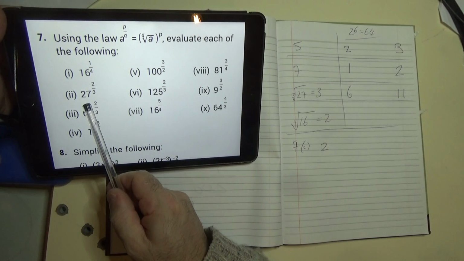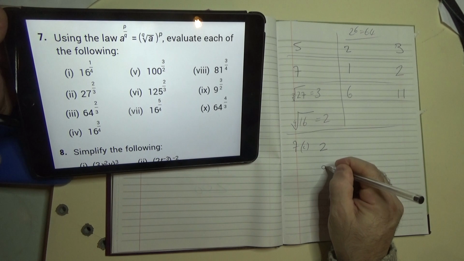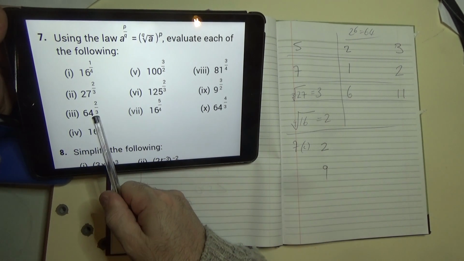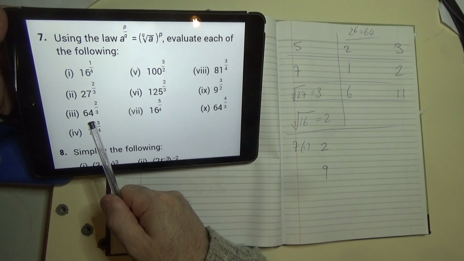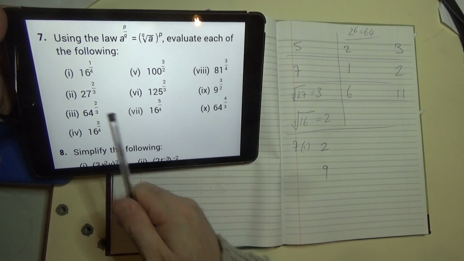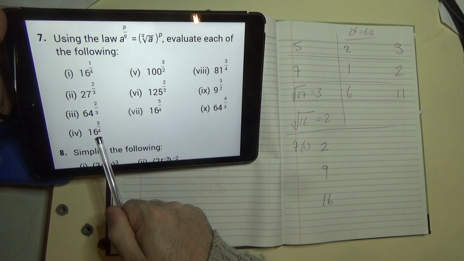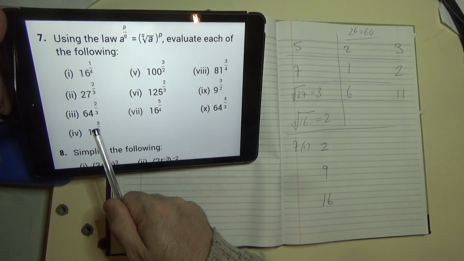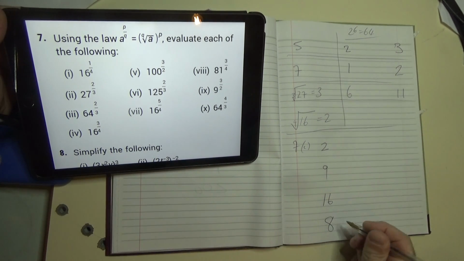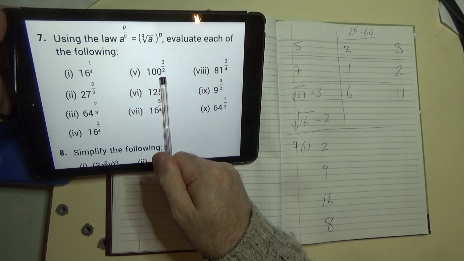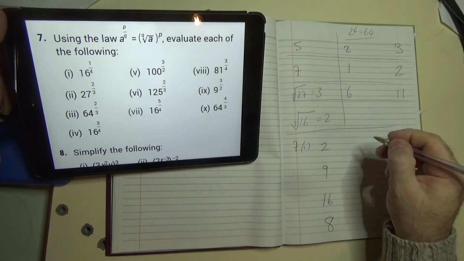First take it to a third, which is 3. 3 squared is 9. 64 to a third is 4. 4 squared is 16. 16 to a quarter is 2. 2 cubed is 8. The square root of 100 is 10. 10 cubed is 1000.